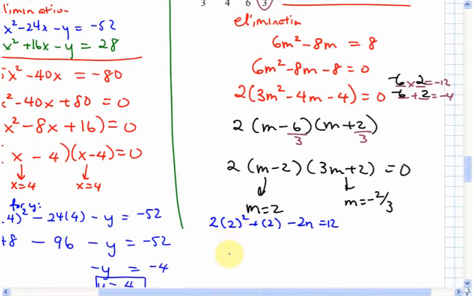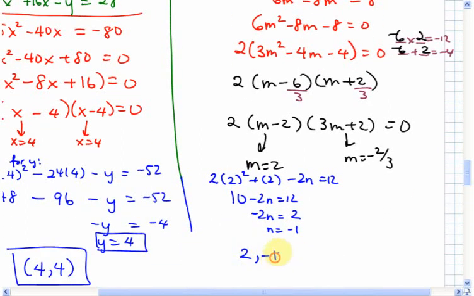2 squared, 4 times 2 is 8, plus 2 is 10. So 10 minus 2n equals 12. Negative 2n equals 2, n equals negative 1. That's pretty nice. So 2 comma negative 1. By the way, if you're not too sure which one comes first, write down a bracket like this, m comma n, and that shows that your m value is the first value, your n value is the second value. In the previous ones, x and y, we always assume that x is first.